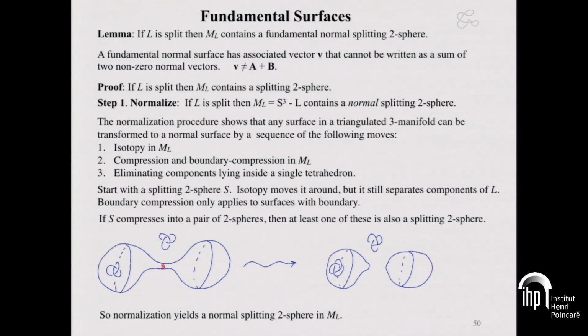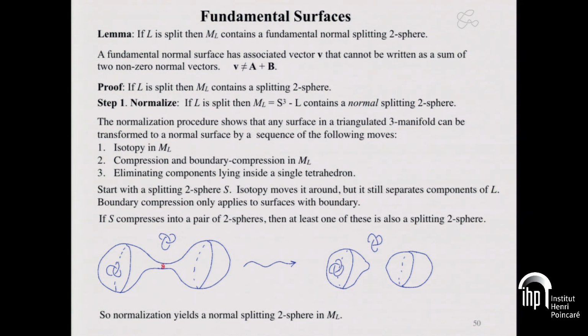The problem is compression. If we do a compression, like in the picture at the bottom here, if we compress a neck of this two-sphere, is it possible that initially we separate those two link components, but after the compression we don't? Well, as you can see in this picture, when you do a compression you'll get two different two-spheres, but at least one of them will still separate the two link components. It's impossible for neither of them to separate the link components. There's a little homology argument that can prove that.